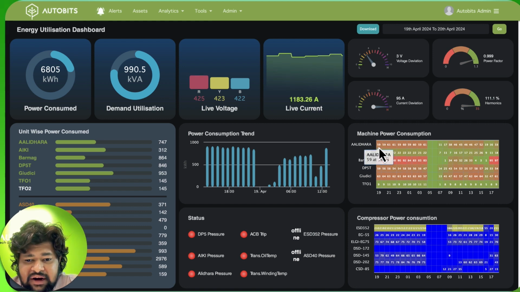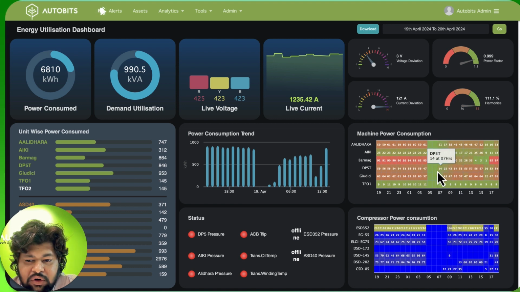So we see that the power consumption has been good except for this time when there was loss of power or when the units were shut down. And over here we are seeing that this Barmac machine was offline in the evening. This time there was not much activity over here, and the same goes for this feeder also. So we are able to see what is happening over here.